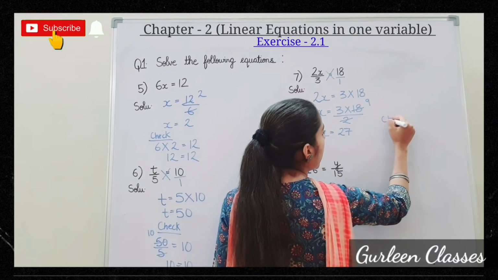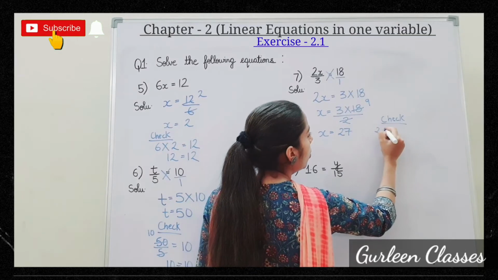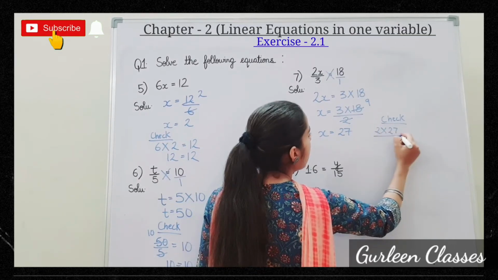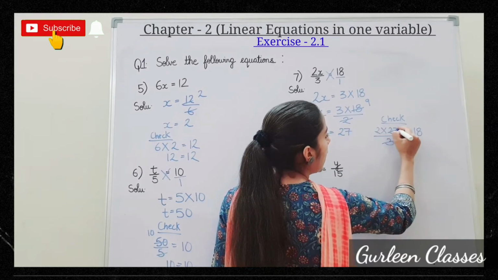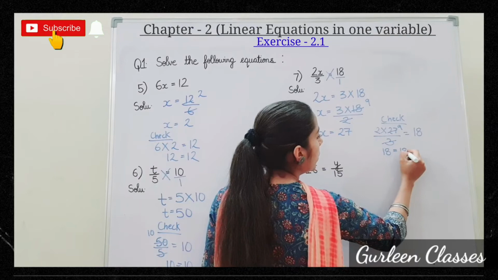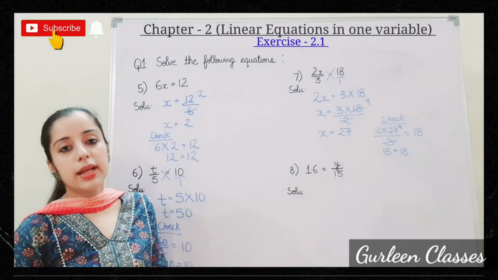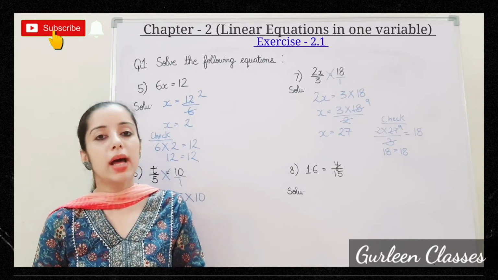So let us check by substituting the value of x, 27. 2 into 27 upon 3 is equal to 18. 3 9s are 27, 2 9s are 18. 18 is equal to 18. Hence verified.